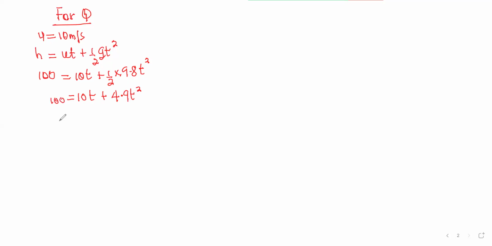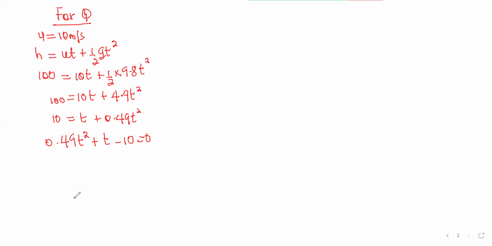Let's divide through by 10. When we divide through by 10, we have 10 equal to T plus 0.49 T squared. If we equate everything to 0, we'll have 0.49 T squared plus T minus 10 is equal to 0. Are we okay? Yes, sir.